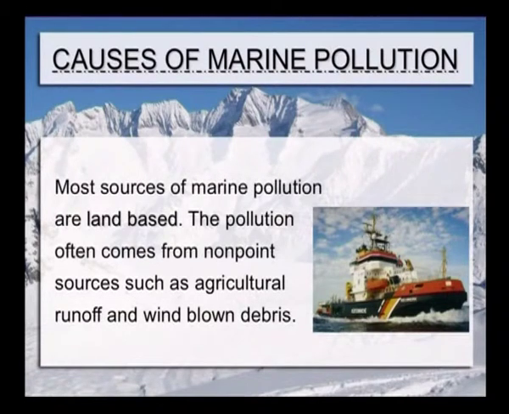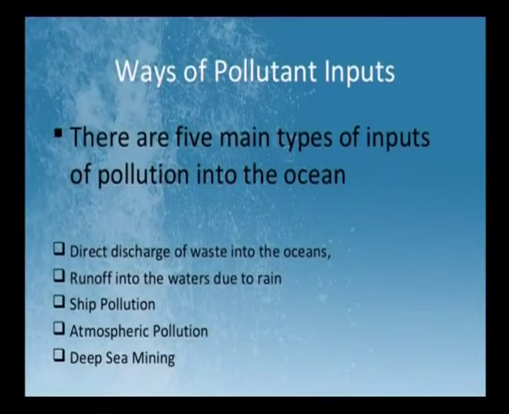Causes of marine pollution. Most sources of marine pollution are land based. The pollution often comes from non-point sources such as agricultural runoff and wind blown debris. Ways of pollutant inputs: there are 5 main ways in which inputs of pollution happen into the ocean. Number 1 is direct discharge of waste into the oceans, then runoff water due to rain, ship pollution, atmospheric pollution and deep sea mining.